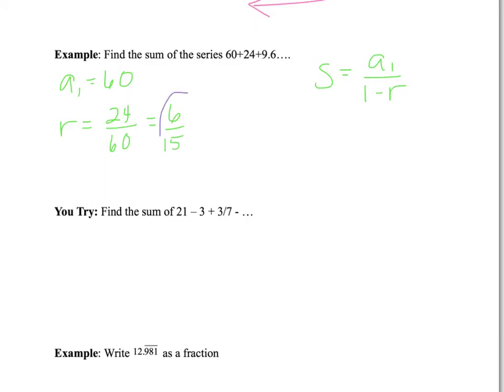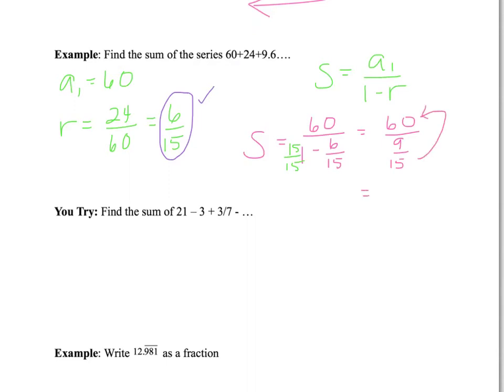Remember, I need r to be a fraction between -1 and 1, which it is, so I can use this formula. So all I'm going to say is the sum equals the first term, 60, over 1 minus r. Again, 1 is just 15 over 15 for a common denominator. So this is going to be 60 over 9/15. This 15 comes up to the top here. When I multiply that out, I'm going to get 900 over 9, which will be 100. So the sum of this series is going to approach 100.